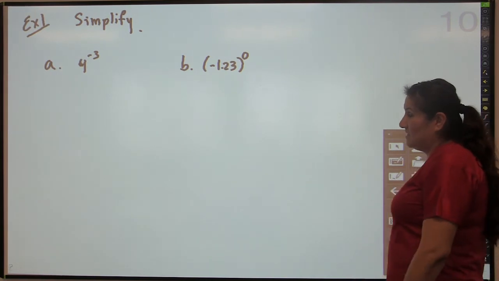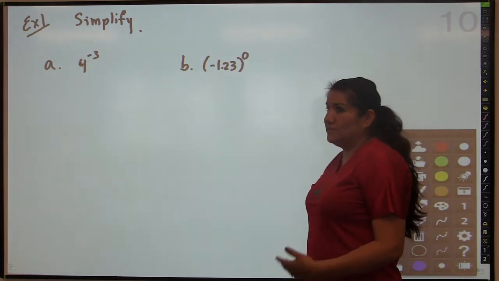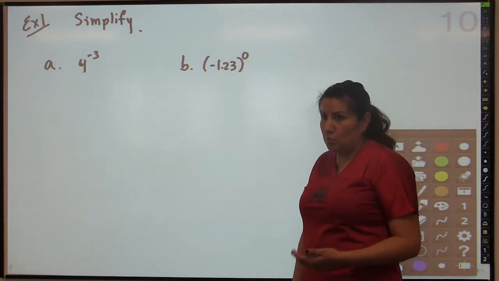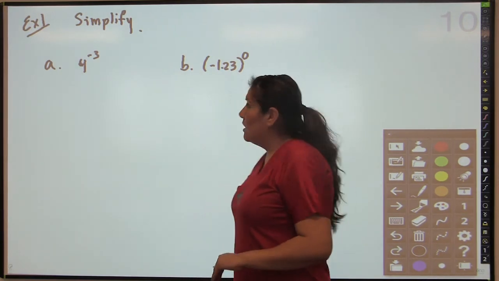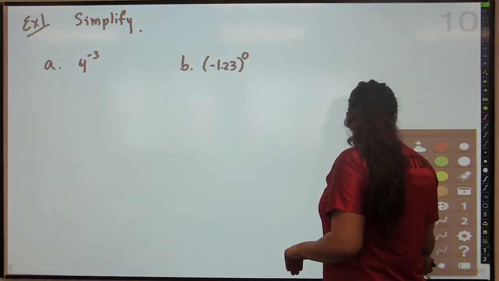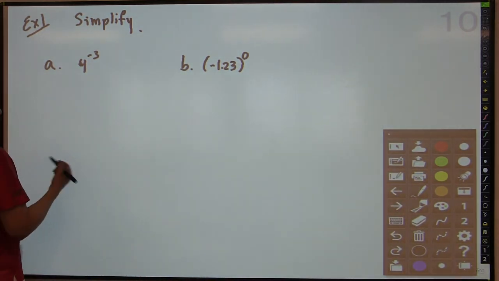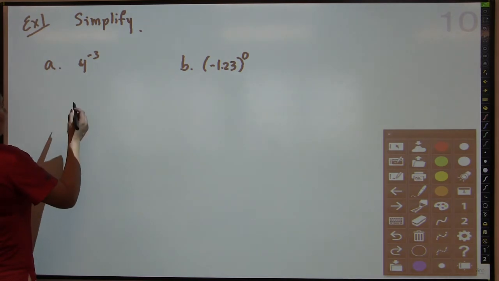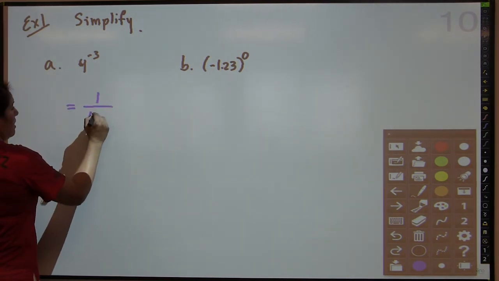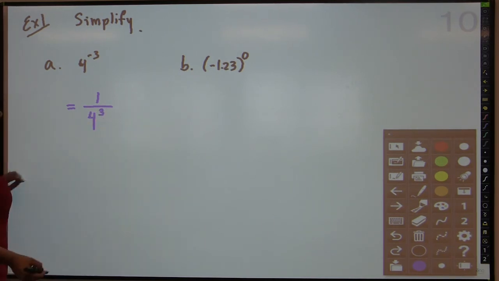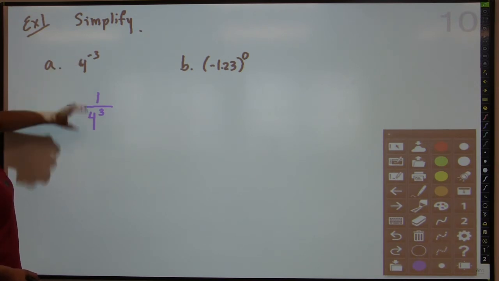And so here I have some examples. It's important to remember that the property for 0 is that anything to the 0 power is 1, and that if you have a negative exponent, you need to reciprocate it. So, as an example, the first one says 4 to the negative 3 power. According to my property, I need to rewrite that as 1 over 4 to the positive 3rd power. So the negative exponent becomes a positive exponent after you move it to the bottom.